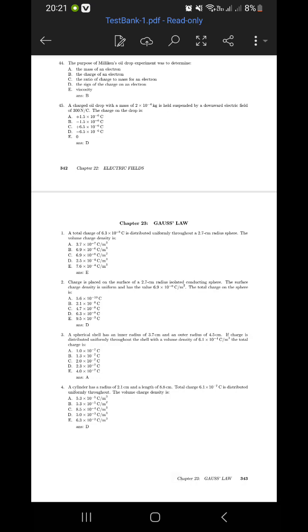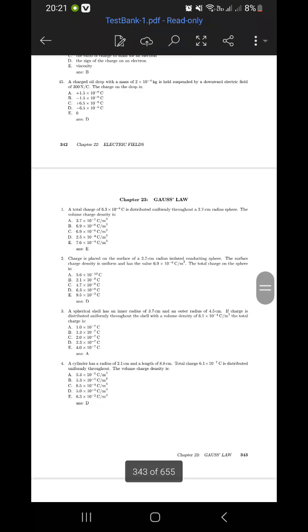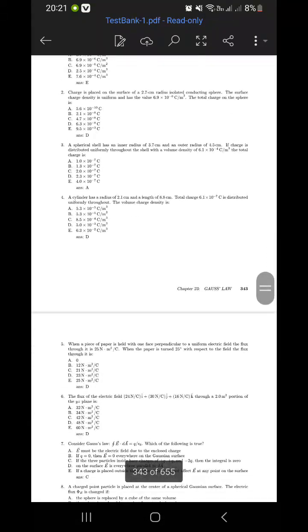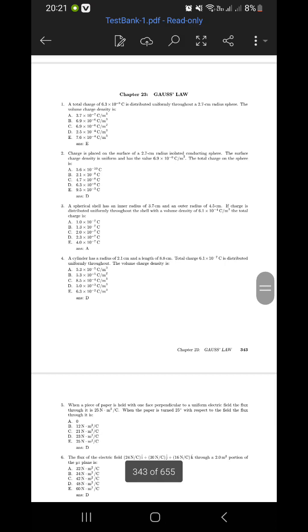Gauss's law. A total charge of 6.3 times 10 to the power of negative 8 coulomb is distributed uniformly throughout a 2.7 centimeter radius sphere. The volume charge density is 7.6 times 10 to the power of negative 4 coulombs per meter cubed.